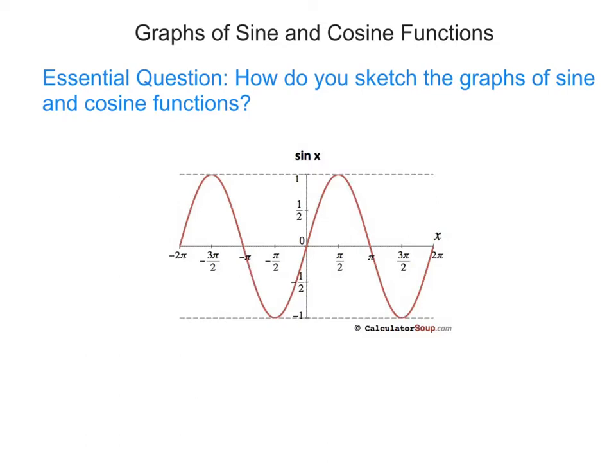Now you'll notice if you start with x equals 0 and go to the right until x equals 2 pi, you have one cycle of the sine curve. But the sine curve extends infinitely far to the left of 0 and infinitely far to the right of 2 pi.